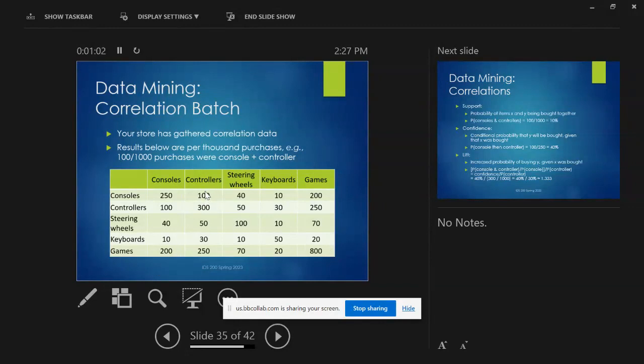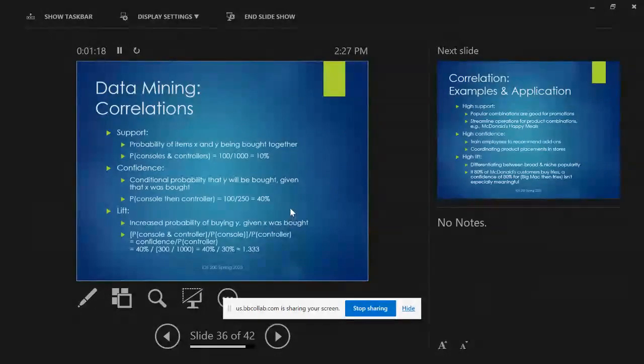Okay, everything else is an intersection of two things, right? So, for example, consoles and controllers. So, out of the people who buy consoles, 100 of them are going to buy controllers. That's what you see on average. Okay. Now, with this kind of model, you get 3 important types of information: support, confidence, and lift.